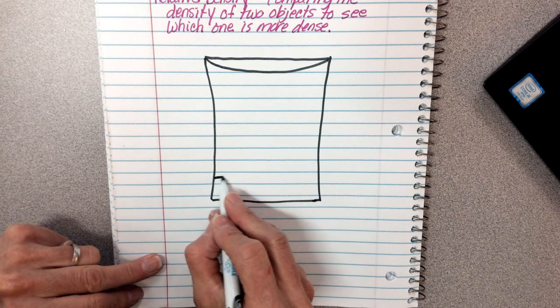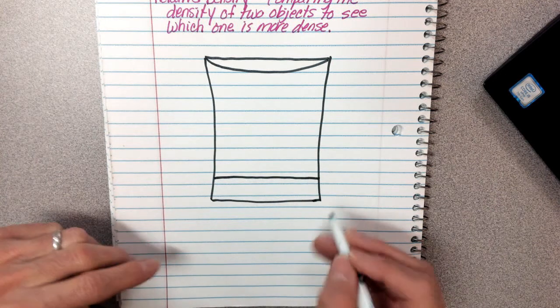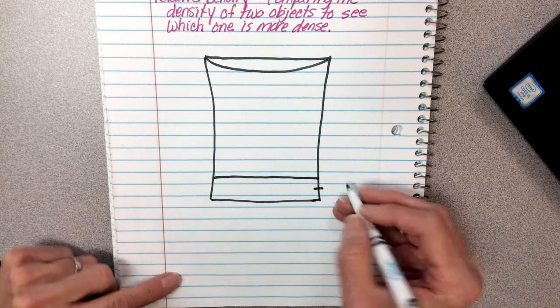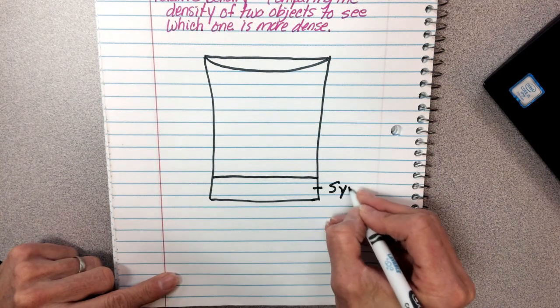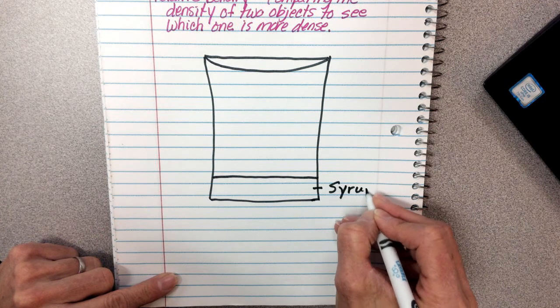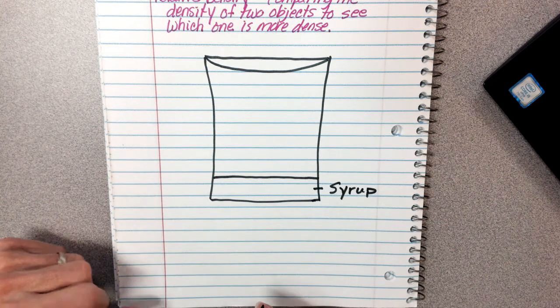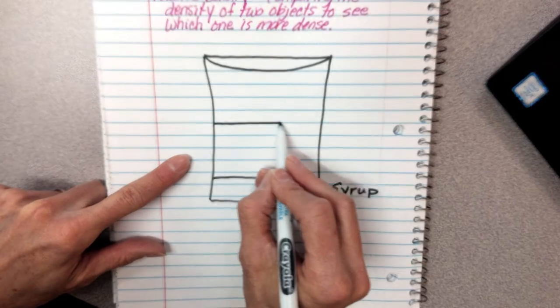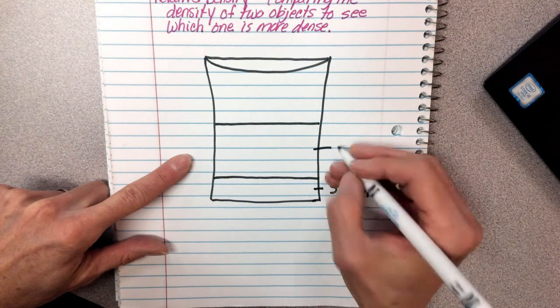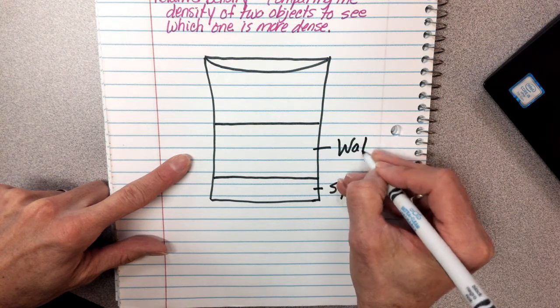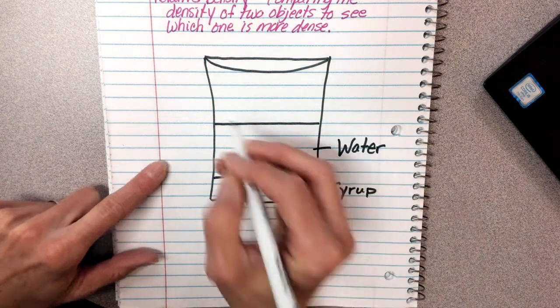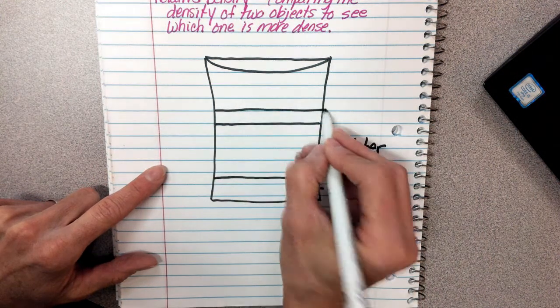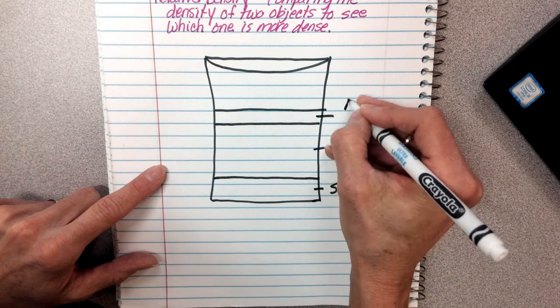If we remember from the lab, at the bottom, this was our syrup that was at the bottom when we added all 3 liquids together. Our syrup was at the bottom, and in the middle was our water, and at the top we had that layer of our cooking oil.